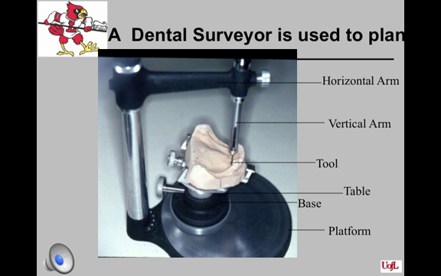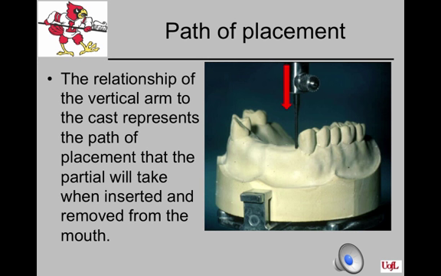The Dental Surveyor is the only reliable method of analyzing teeth for determining the retention on the RPD. The dentist uses the Dental Surveyor to determine the path of placement. It is the relationship of the vertical arm to the cast. It is the path that the partial denture will take as it is inserted and removed from the mouth.